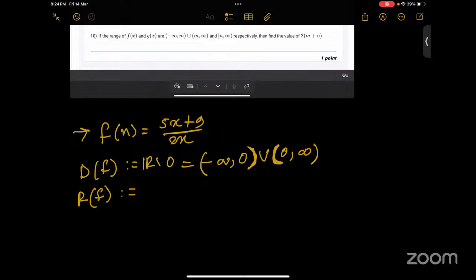Now, what I told you, we can rewrite this as 9 by 2x plus 5, right? Now, once we have the domain, we can find the range if we check the functional value at the boundary points. So here the boundary points are minus infinity, 0 and infinity, right?